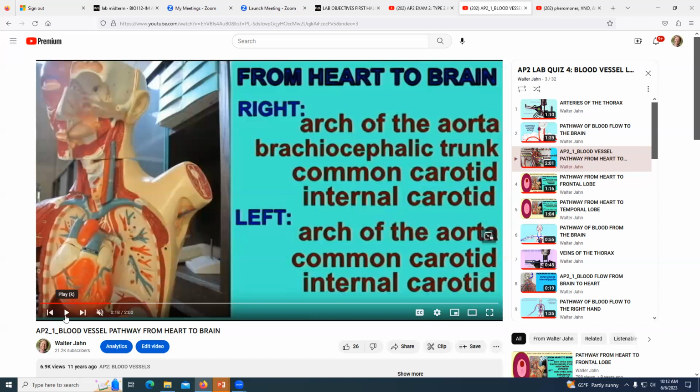If you notice here on this model, the vertebrae have an artery going through them.